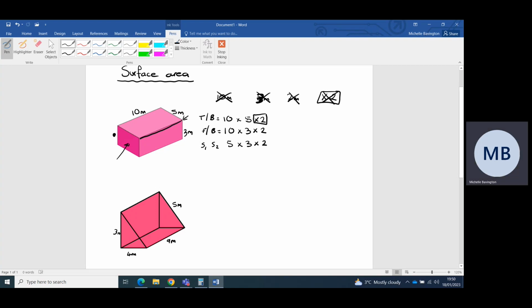Right, so 10 times 5 is 50, times 2 equals 100. 10 times 3 is 30, times 2 equals 60. And 5 times 3 is 15, times 2 is 30. Add them all together gives me 190 meter squared. Check the first video out, surface area.